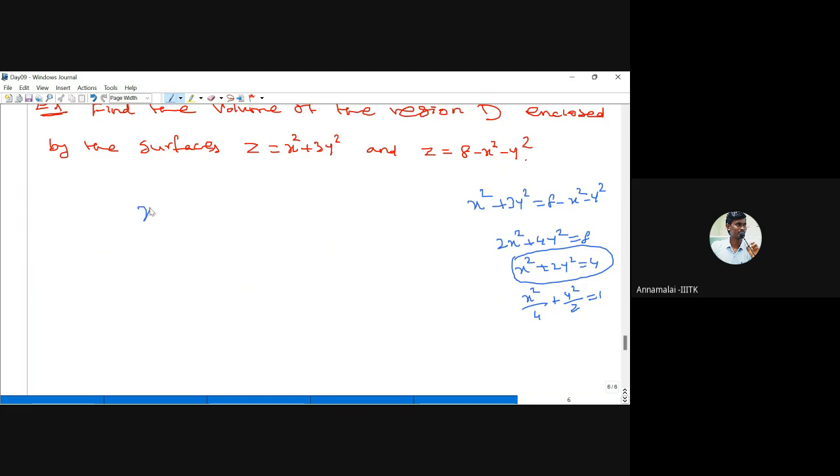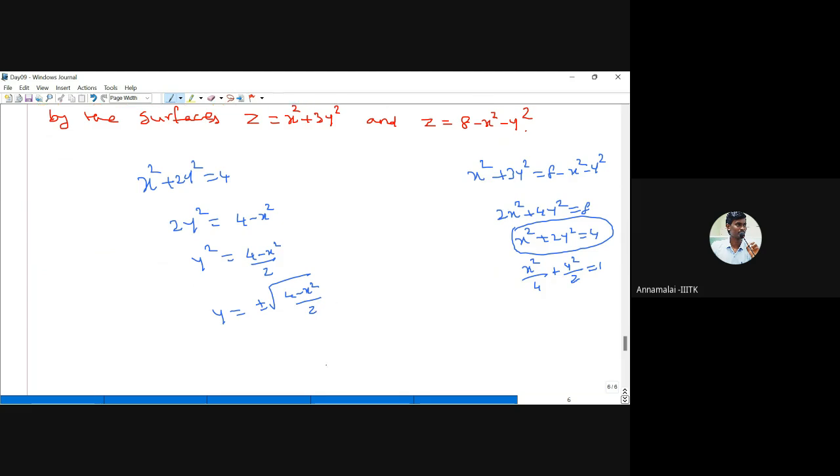So x square plus 2y square equal to 4. Therefore 2y square equal to 4 minus x square. Therefore y square equal to (4 minus x square) by 2. Therefore y equal to, if we take the square root, plus or minus square root of (4 minus x square) by 2. Now we found the limit for y, from minus to plus square root of (4 minus x square) by 2.